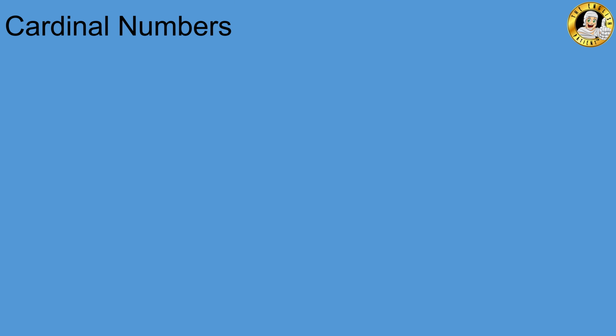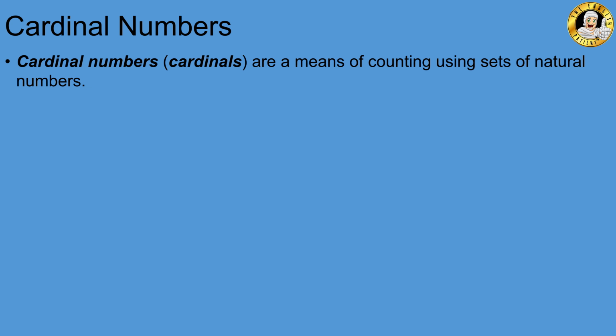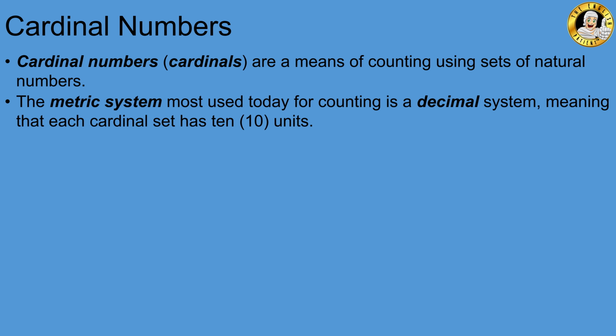Let's begin then with cardinal numbers. Now, cardinal numbers, sometimes simply referred to as cardinals, are a means of counting using sets of natural numbers. The metric system is the most commonly used system today, and it is a decimal system, meaning that each cardinal set has 10 units within it.